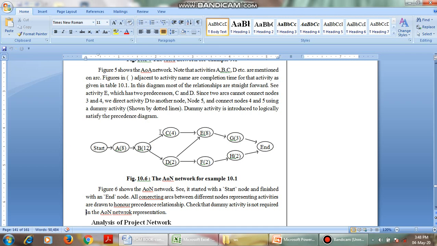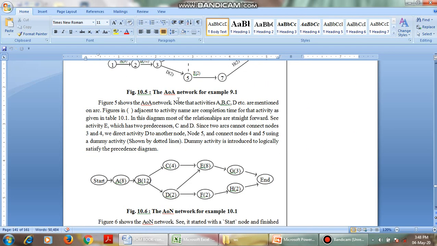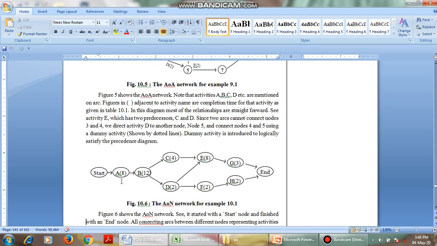In a very simple way, we write the activities, the preceder activity, that is the activity before this activity, and the time period in tabular form, and then we write it in network form.